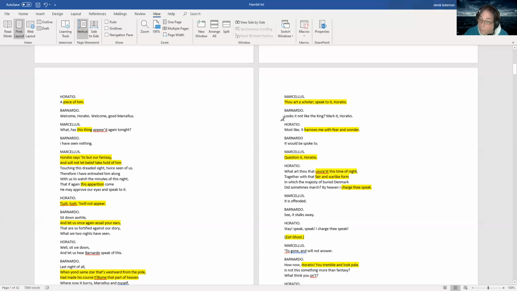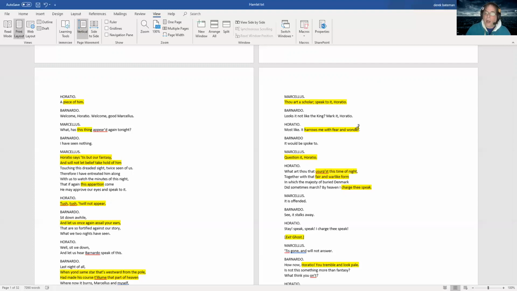"Mark it, Horatio." And Horatio now: "Most like the king. It harrows me with fear and wonder." Well, no doubt he's seen a ghost. Of course, remember that at the time, ghosts were more acceptable concepts than they are now.